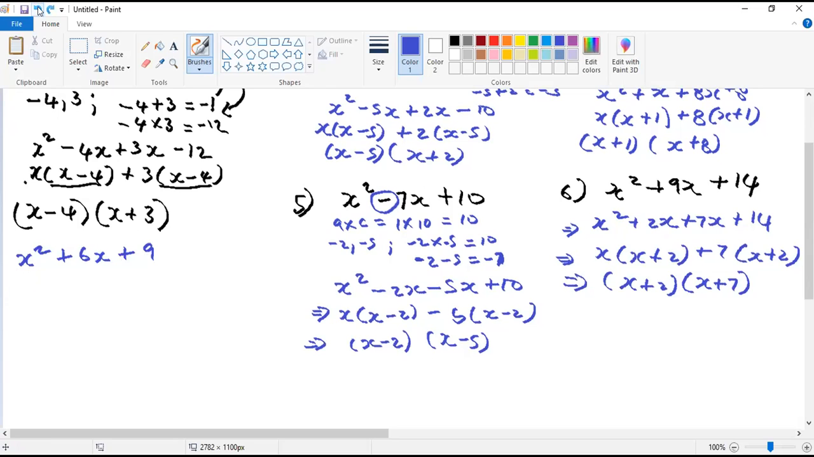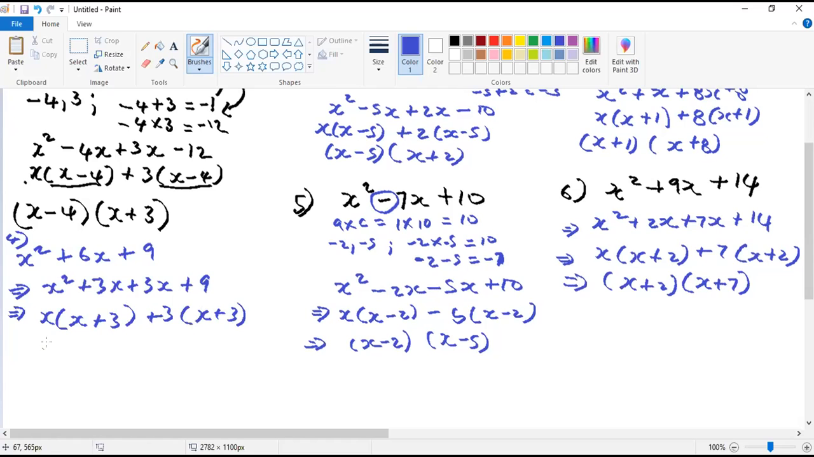Hold on a second. So this is question 4. So x squared plus 3x plus 3x plus 9. And then we say x into that, 3, then we go 3 into, right? So far, so good. And this is just x plus 3 squared, right?